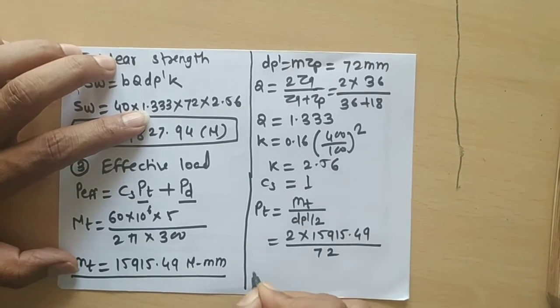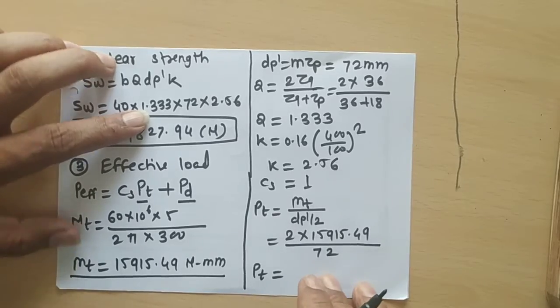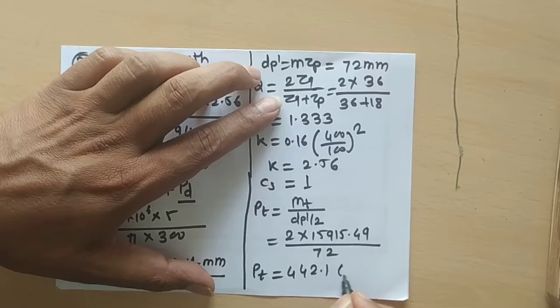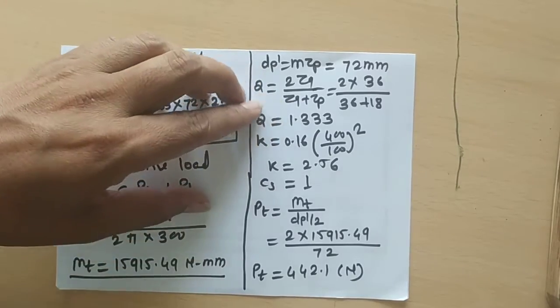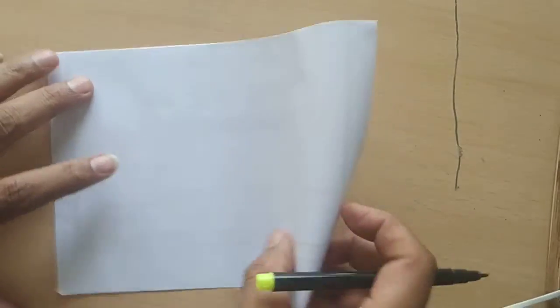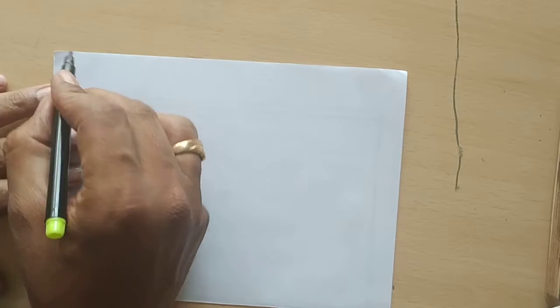dP dash is 72. From this we have to find out the value of PT, that is tangential or static load. It is 442.1 Newton. This is the value of tangential load. Now find out the value of dynamic load, that is PD.